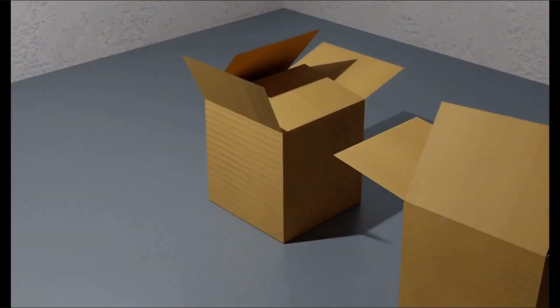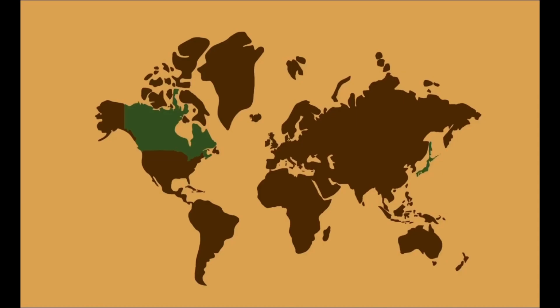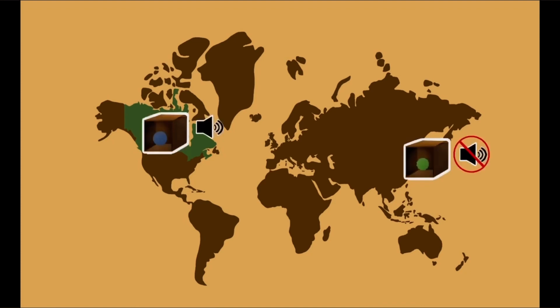You pack two balls into separate boxes. If one of the balls plays a sound, the other goes quiet. One of them is shipped to Canada and the other to Japan. Although they are physically far away, they're still connected to each other, what we call entangled.